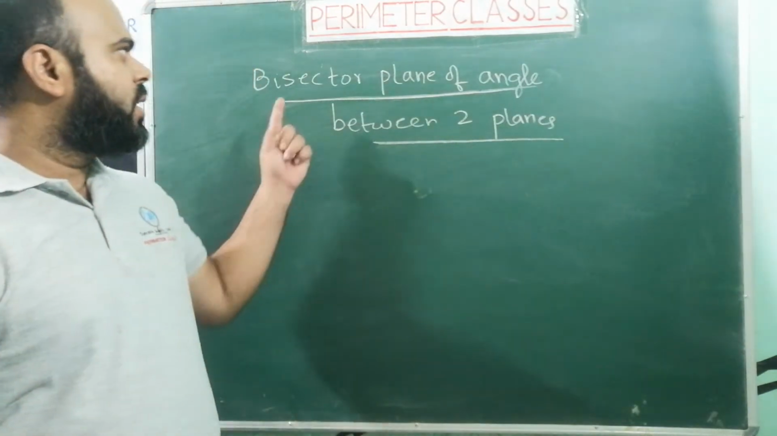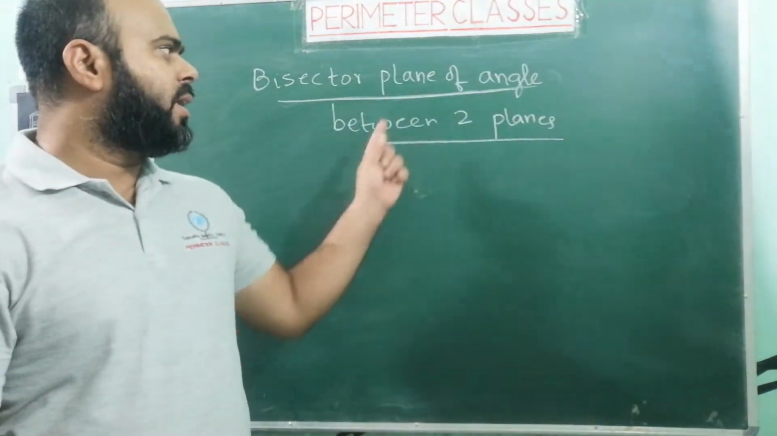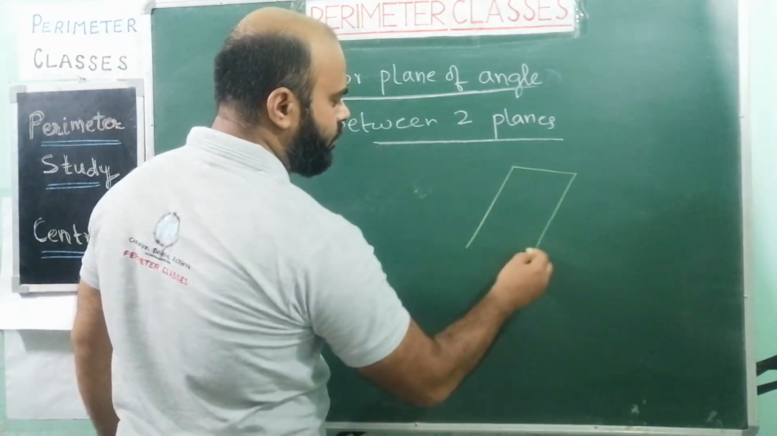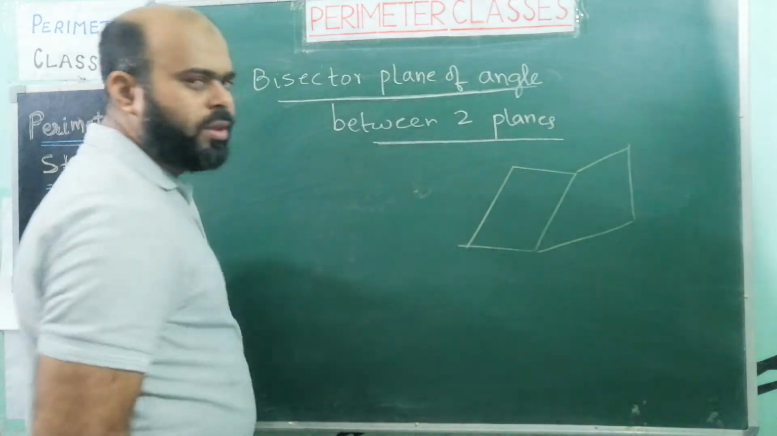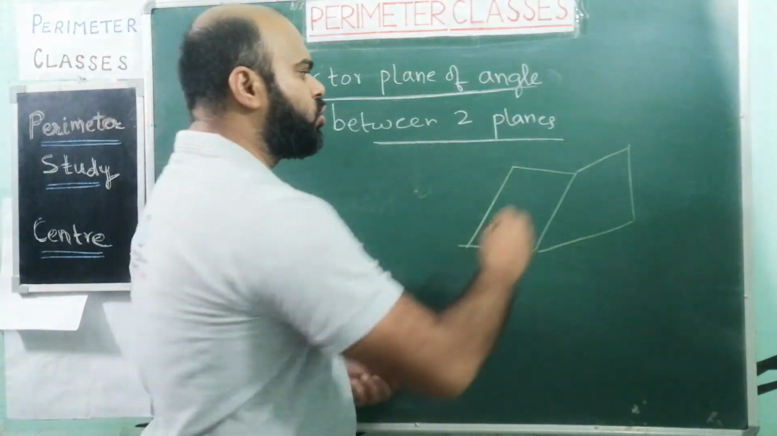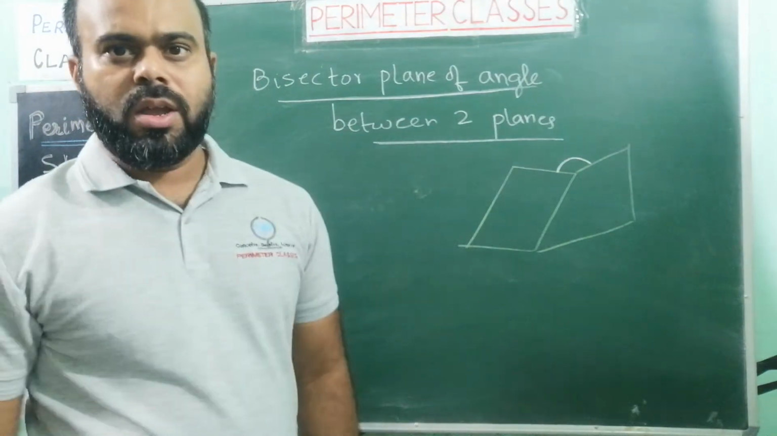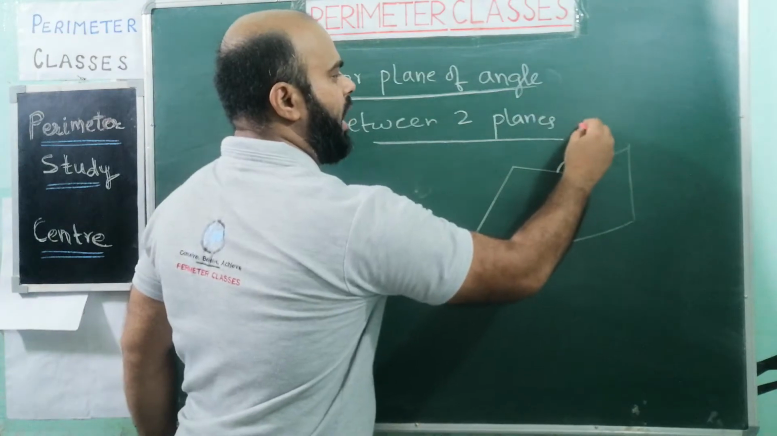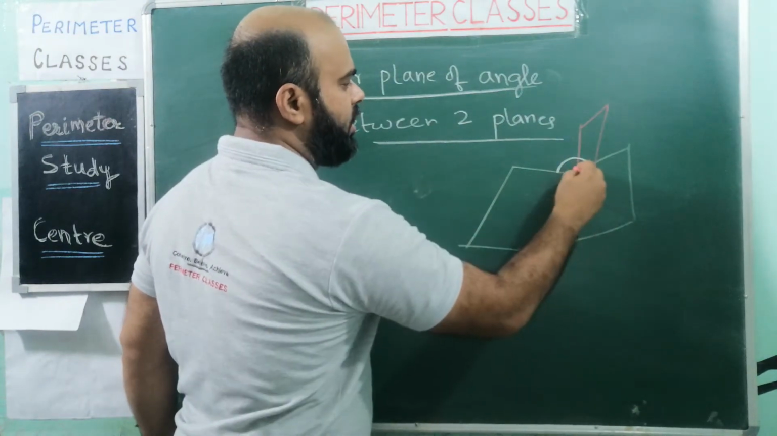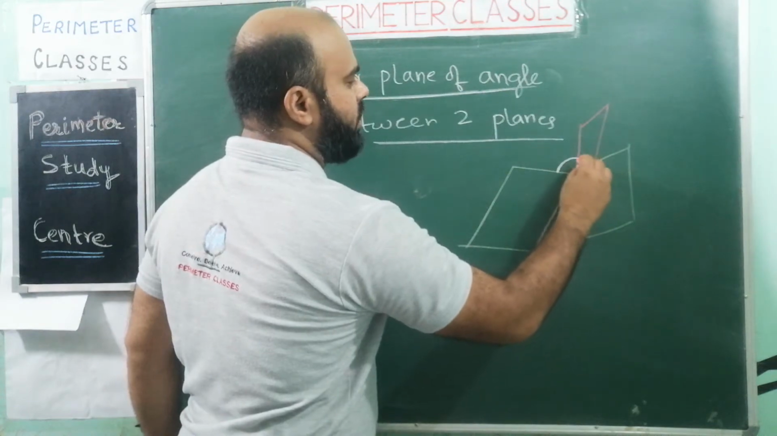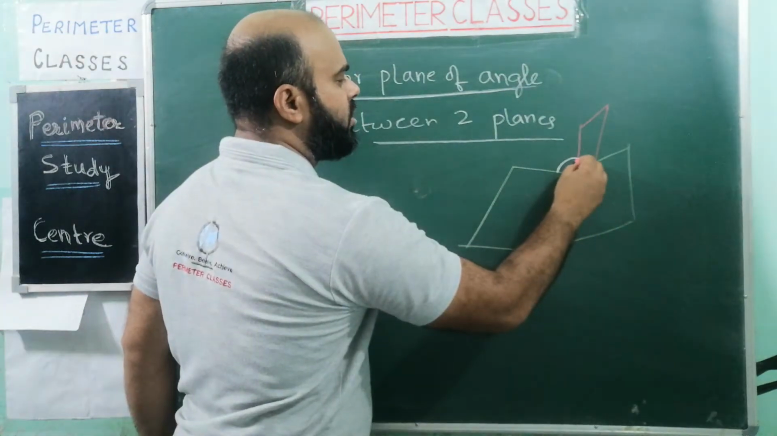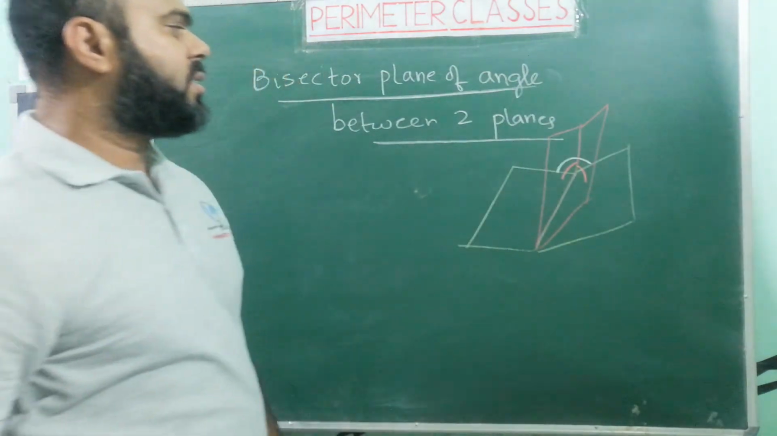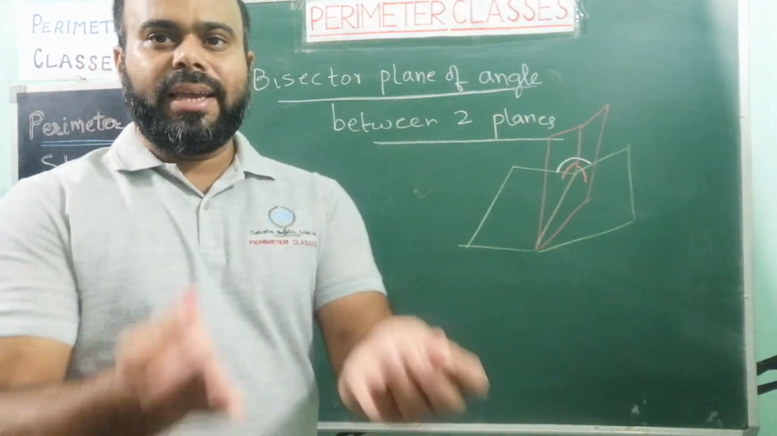Here we are going to study the bisector plane of the angle between two planes. If we have two planes given along with their equations, then there is some angle which these two planes make with each other. The plane which is bisecting this angle into two parts, that is, this is half of this and this is again half of this, is something like this, and it is bisecting the angle between these two planes.